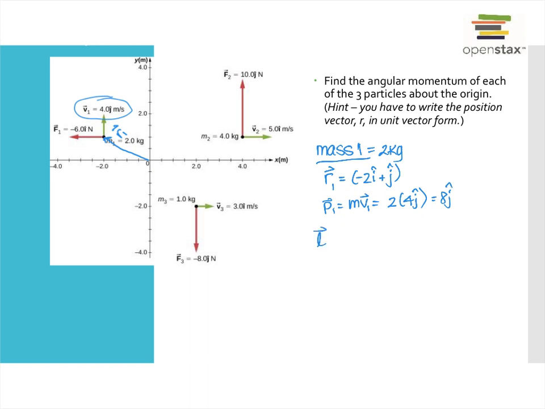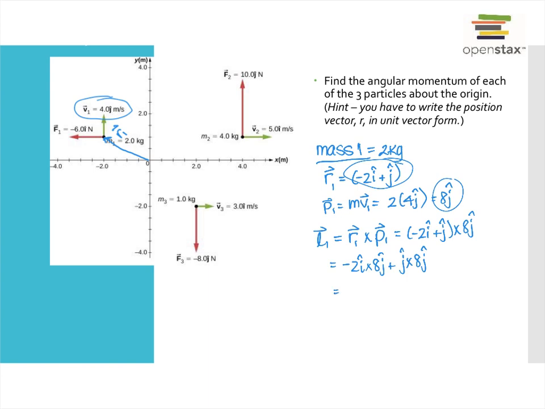The angular momentum of mass number 1 will then just be r1 cross p1. We're going to take this r and cross it with the momentum. So we have minus 2i plus j cross 8j, which, if we do it bit by bit, gives us minus 2i cross 8j plus j cross 8j.